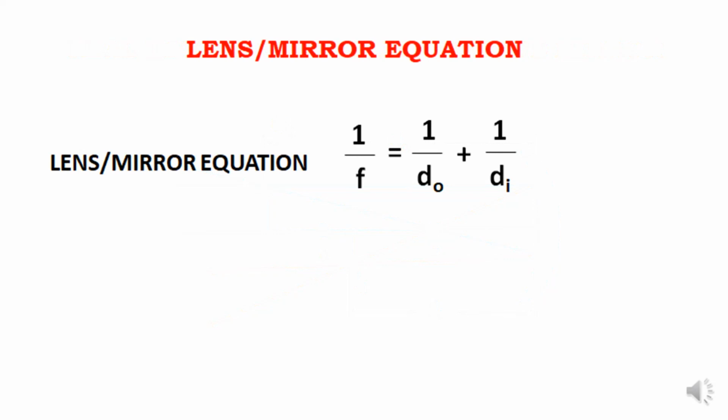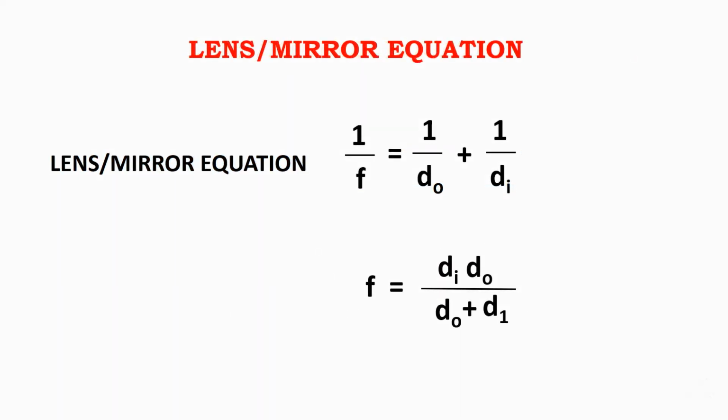For example, if you are given the object and image distances and asked to find the focal length, you would first add the fractions on the right side of the equation using the least common denominator, d sub I, d sub O. Then take the reciprocal of both sides. So we have f is equal to d sub I times d sub O over d sub O plus d sub I.